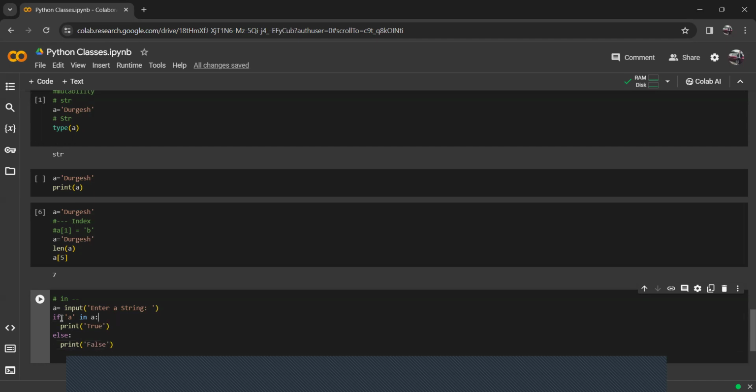Now, who will tell me what this line means? What is the meaning of this line?